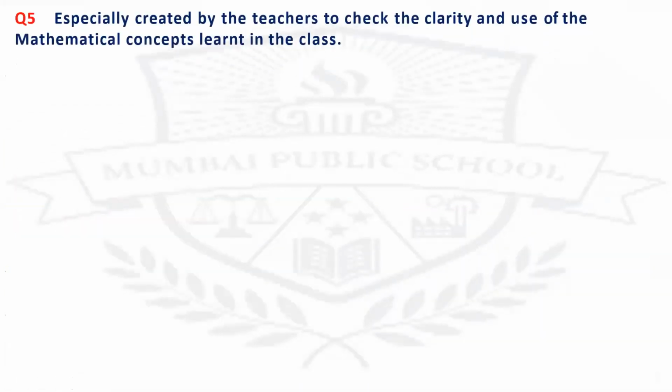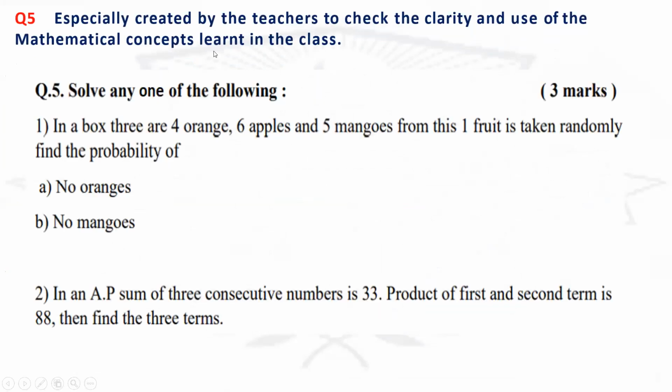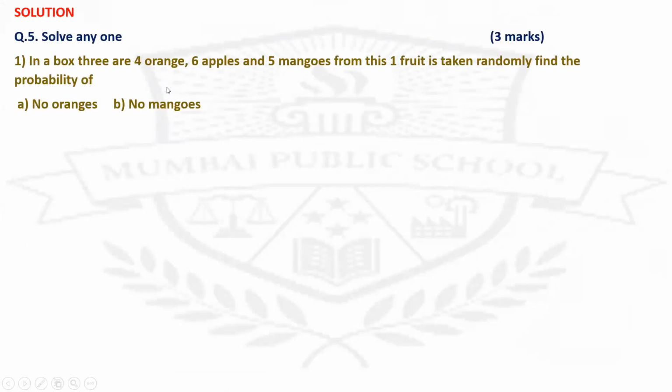Now, question number 5. This question is especially created by the teachers to check the clarity and the use of the mathematical concepts learned in the class. Okay. Check these questions. Again, here there are 2 questions. Out of that, you will solve any one. In the box, there are 4 oranges, 6 apples, and 5 mangoes. From this, one fruit is taken randomly. Find the probability of no oranges and no mangoes.